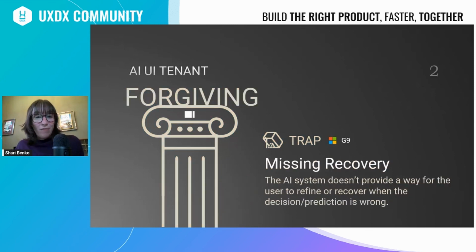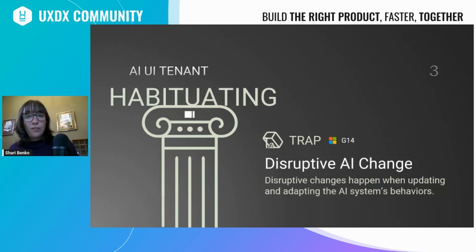The next one is forgiving. The trap is missing recovery. So this is when the AI system doesn't provide a way for the user to refine or recover when the decision or prediction is wrong. This one I don't have an example of, but if you think about this from the perspective of a domain where safety is an issue for the decisions that this thing is making, healthcare for one, I think you can imagine how important this trap is to avoid in those situations. The next one is habituating. The trap is disruptive AI change. So disruptive changes happen when updating and adapting the AI system's behavior. This trap speaks specifically to the fact that as humans, we tend to dislike change. So ensuring that you don't change too much when you release a new version of your tool is important.